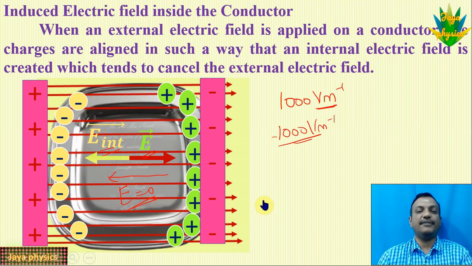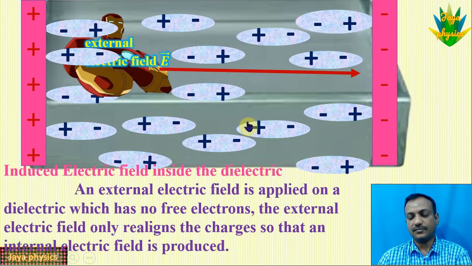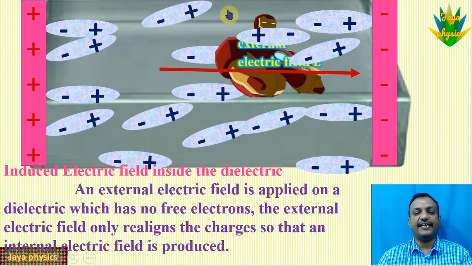But this will not happen in the case of a dielectric. You can see the dielectric. A dielectric is nothing but a glass slab. This glass slab is placed in an electric field. Imagine this is the electric field, the external electric field.